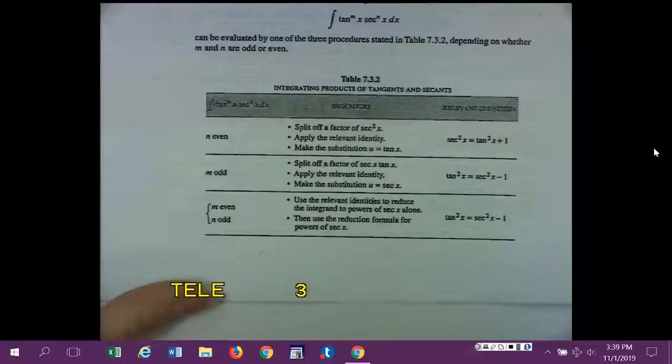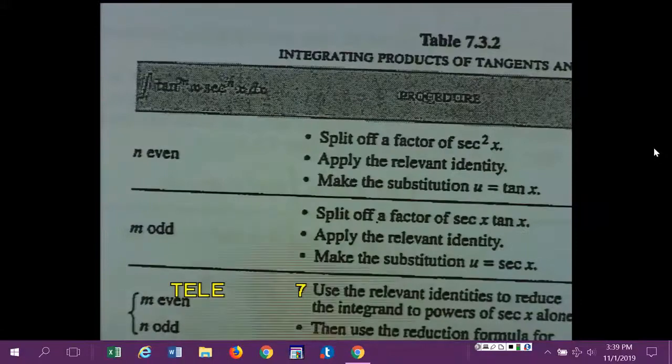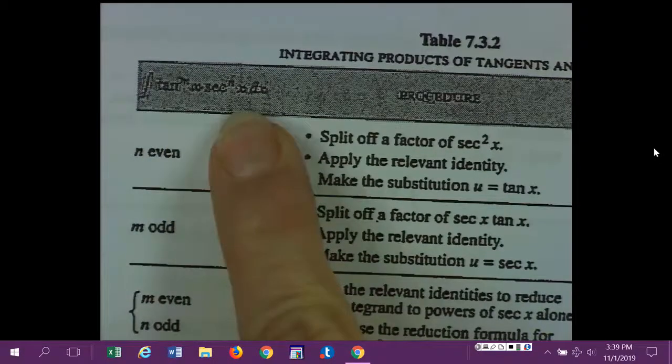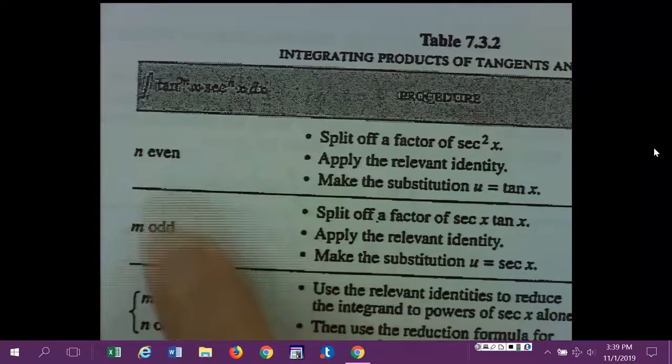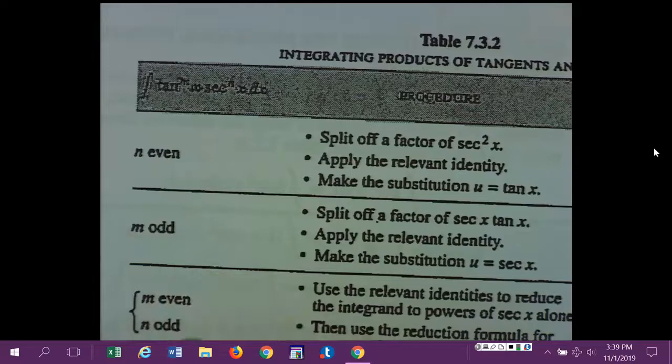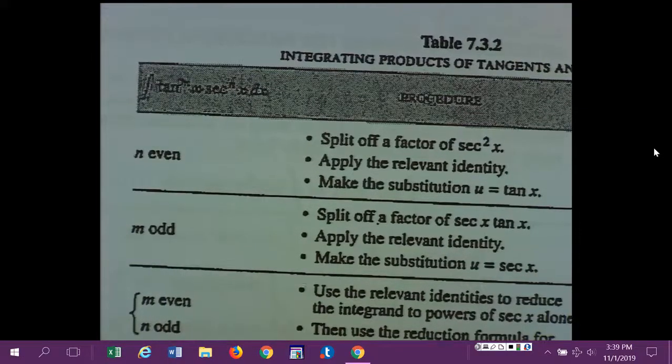In terms of the actual packet, it's grainy, but the formula sheet looks even better. You can see that they have tangent first and then secant. Again, you have to worry about if n is even, m is odd. If m is even, n is odd, and then it tells you what to do. I love the tables because it tells you step-by-step process.